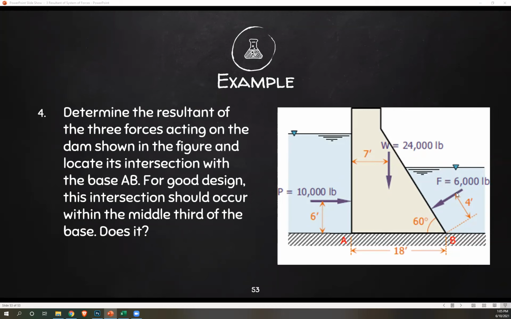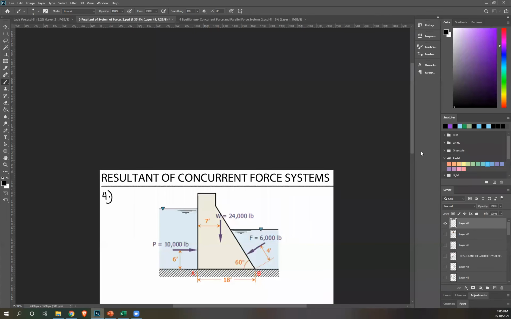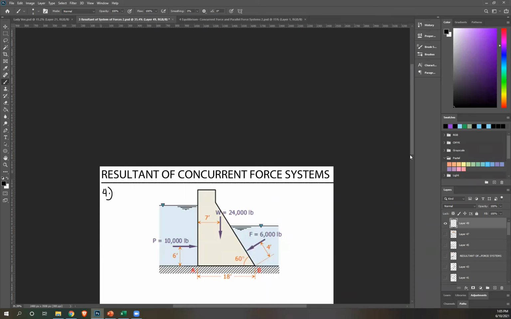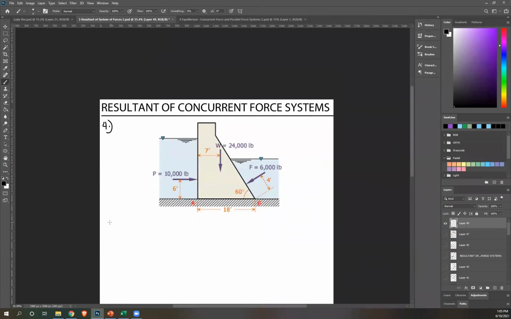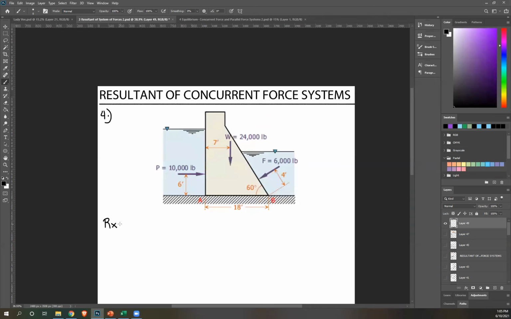And these are your 3 forces. So even though the drawing is a bit different, the solution is the same. We'll start with Rx. Let's start with the leftmost force, P to the right, therefore positive 10,000. Next, 24,000 downward, no X component, ignoring that. Then we have this force F to the left, so negative.